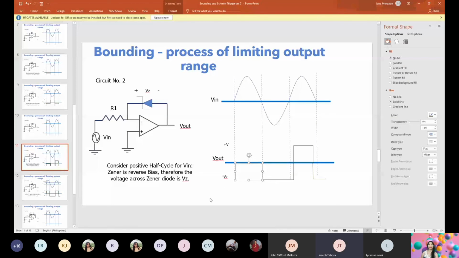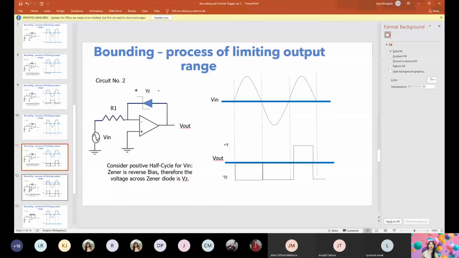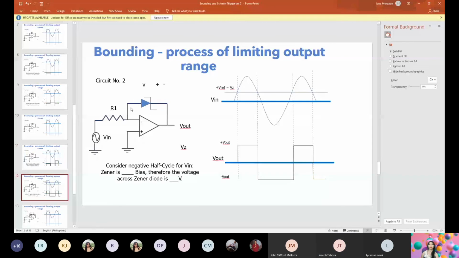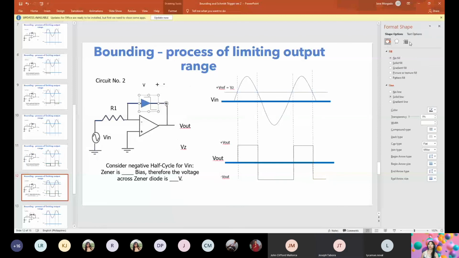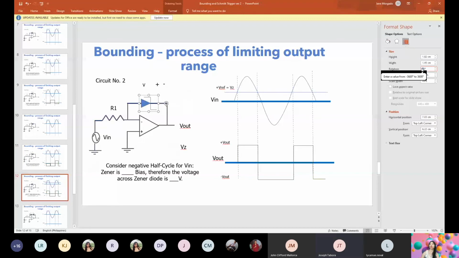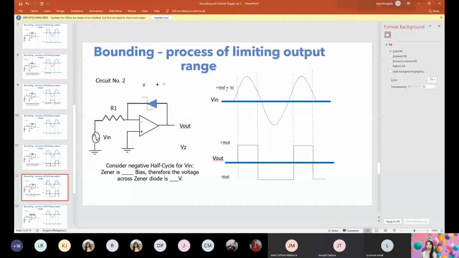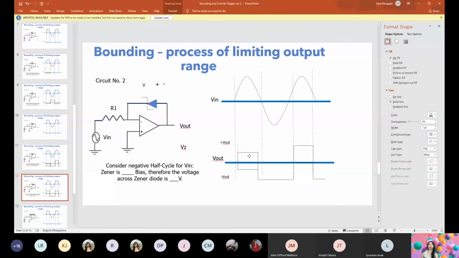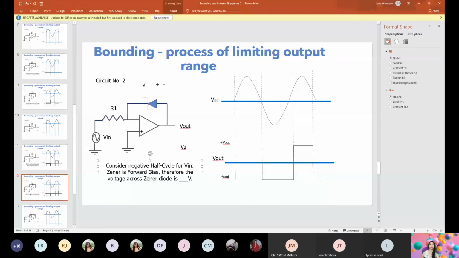Okay, negative VC. For the positive half cycle, let's have it during this negative half cycle again. You have a negative half cycle. So what is the state of the diode? Forward bias. So this time we have a forward bias.